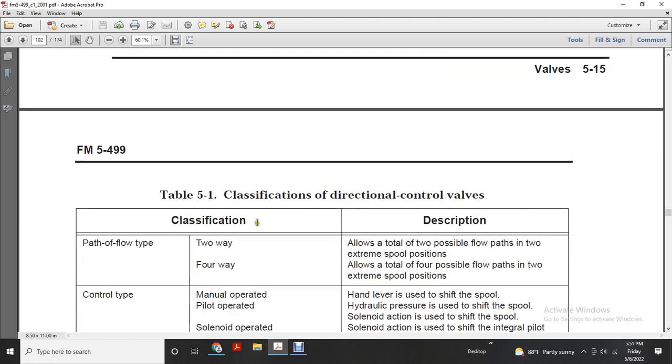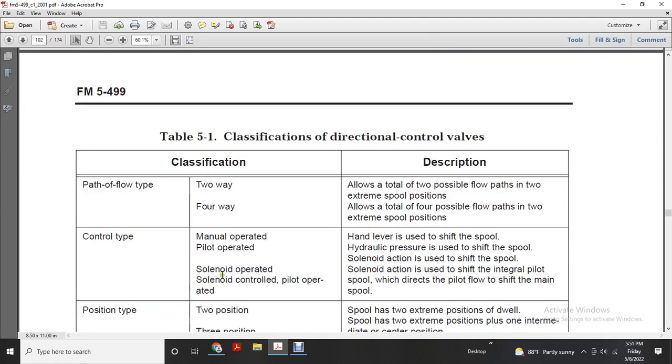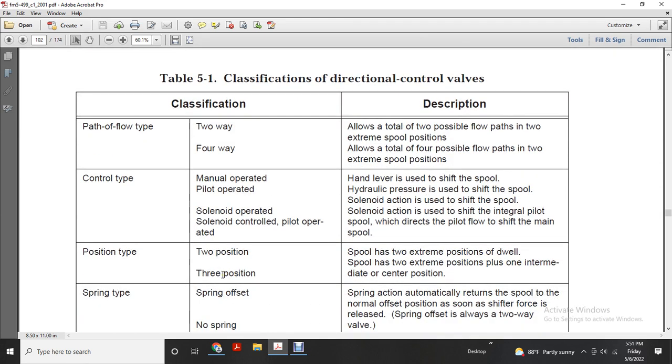Table 5.2 shows the classification of direction control valves. By path of flow type, 2-way allows 2 possible flow paths for the 2 extreme spool positions, and 4-way allows a total of 4 possible flow paths for the 2 extreme spool positions. Control types include manual operated, pilot operated, and solenoid operated. Manually operated uses a hand lever to shift the spool. Pilot operated uses hydraulic pressure to shift the spool. Solenoid operated uses solenoid action to shift the spool. Solenoid-controlled pilot operated uses a solenoid-actuated integral pilot to shift the main spool. For position type, a 2-position spool has 2 extreme positions.